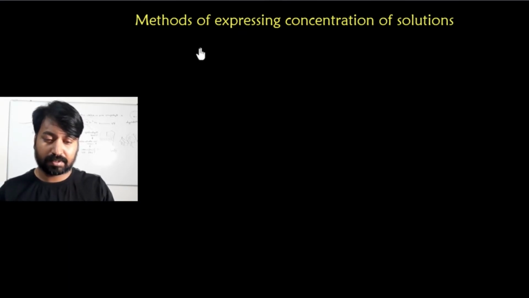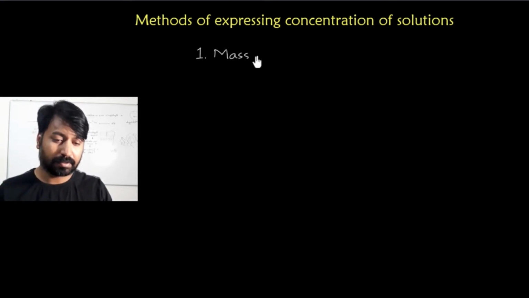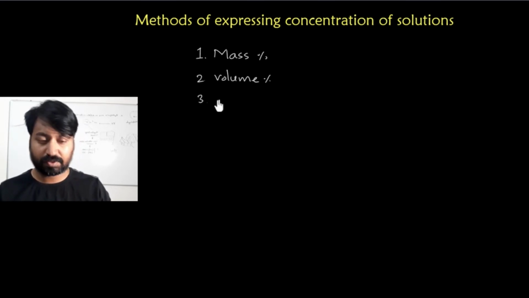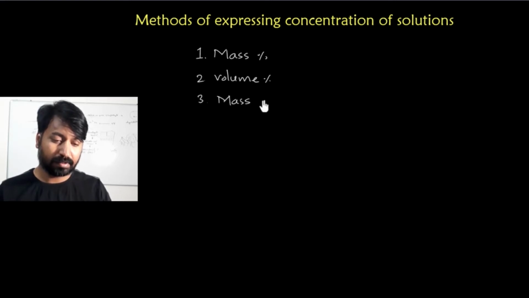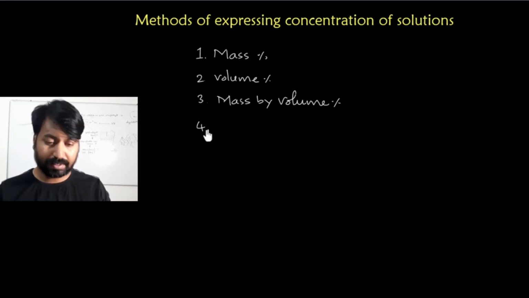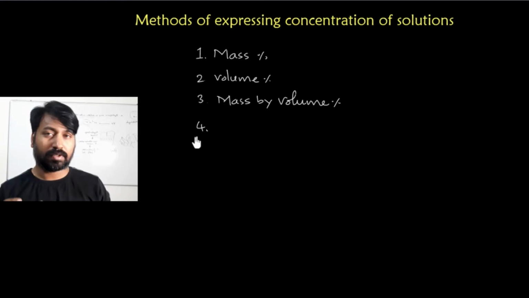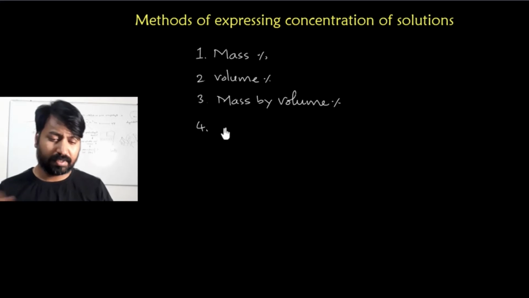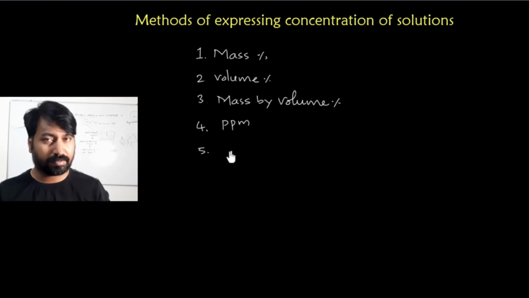So let me start with the first. The first one is the mass percentage. Second one is volume percentage. Third, you can say, mass by volume percentage. Fourth one is the term used for the calculation of concentration of any solute which is present in very small quantity, that is ppm, parts per million. Then fifth one is, as you studied in the 11th standard, that is molarity.